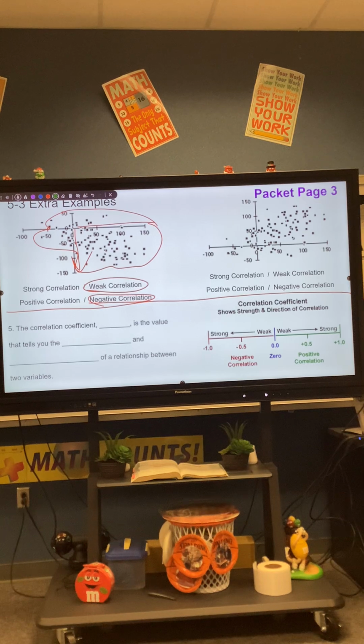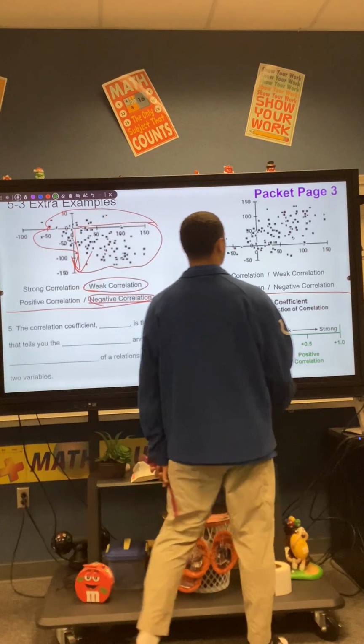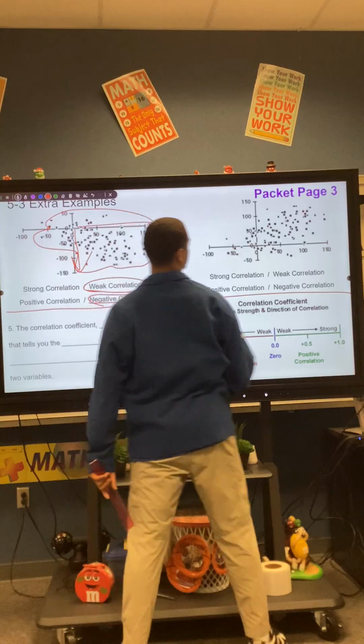Why is it weak and straight? So that one, weak correlation, is positive. This one's negative. I would agree with you.